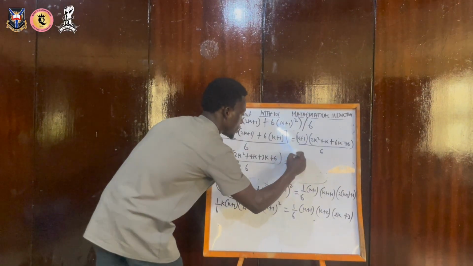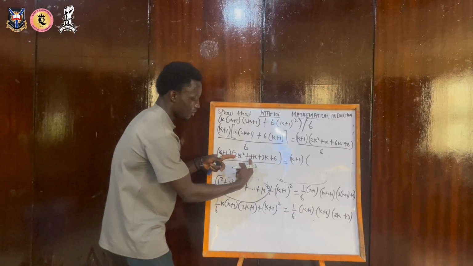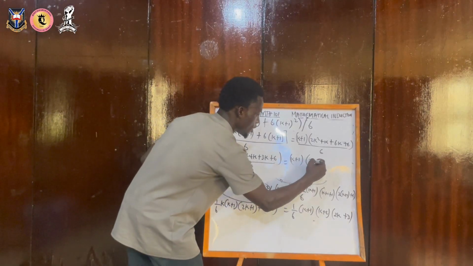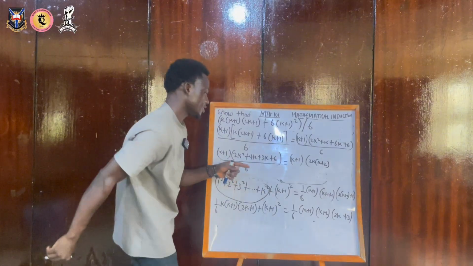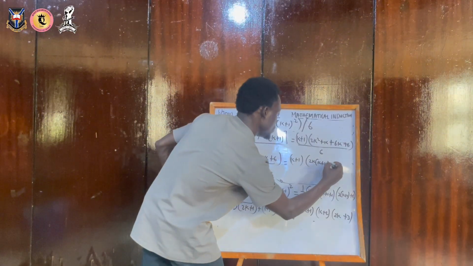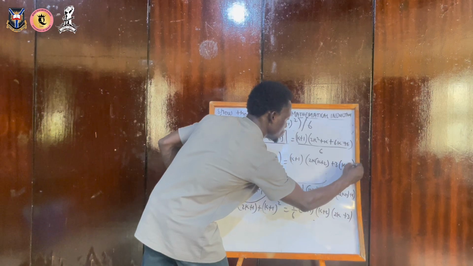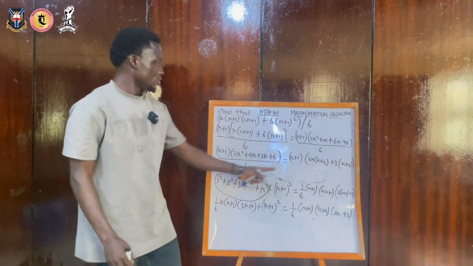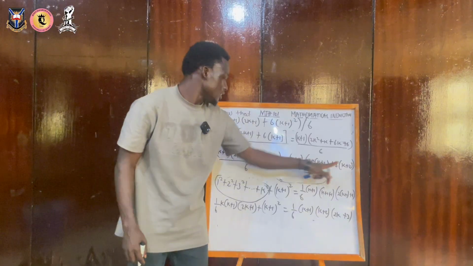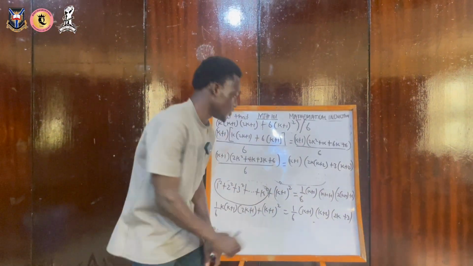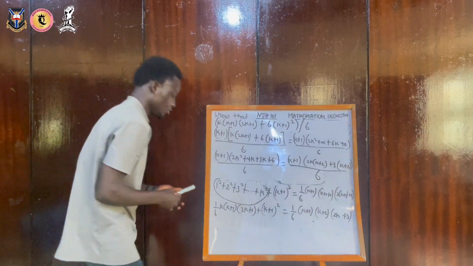Equals (k+1) into, now here you have what is common. You have 2k into (k+2), plus 3 into (k+2). So here now, 2k times k, you have your 2k². 2k times 2, you have your 4k. 3 times k, you have your 3k. 3 times 2, you have your 6. Divided by 6. We are almost done.